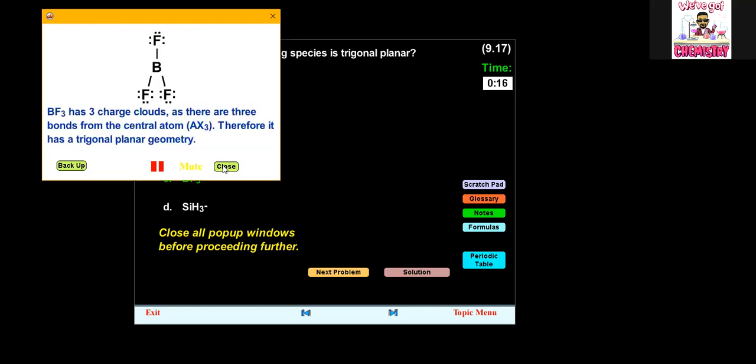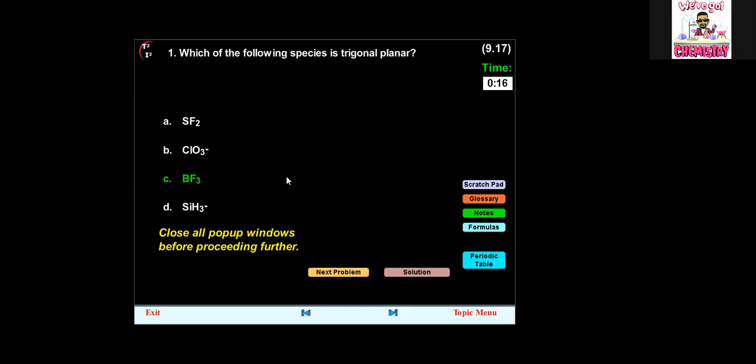BF3 has 3 charge clouds, as there are 3 bonds from the central atom. Therefore, it has a trigonal planar geometry. Hence, BF3 is the correct answer. All right, those are the reasons for choosing option C. I'm going to go through all the questions like that so that you know the reason why the other answers are not correct.